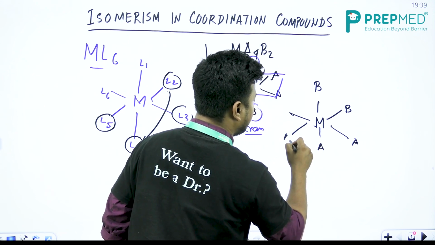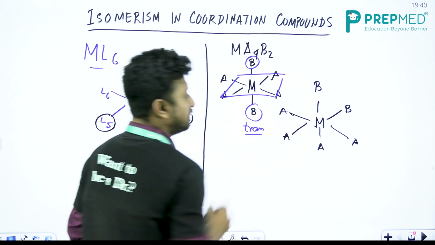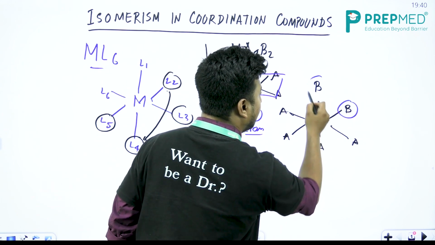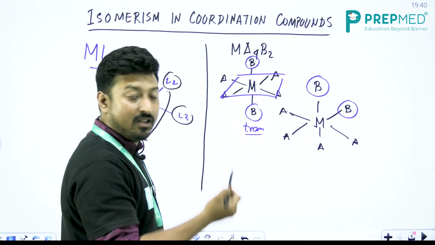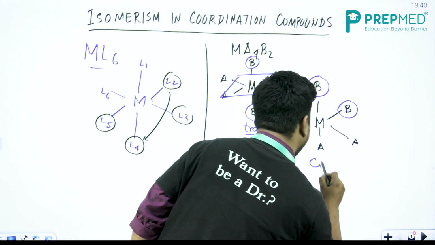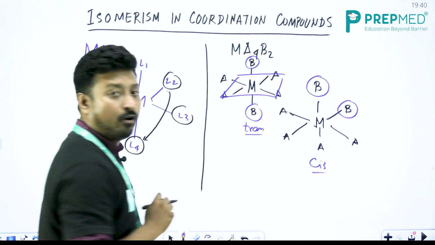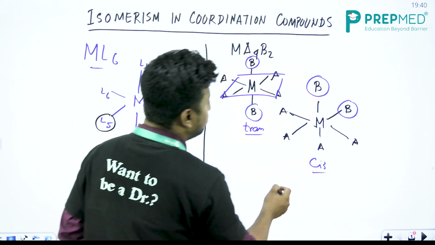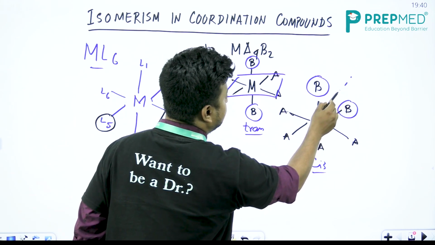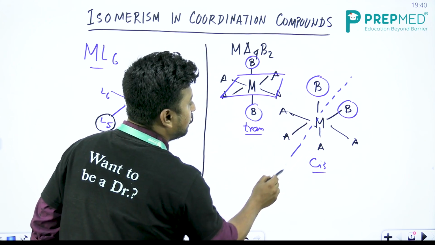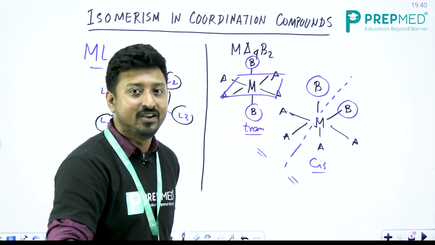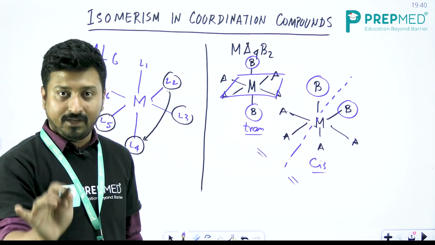Now see here, interestingly, the 2 B are cis to each other, so this molecule is called cis geometry. But is this molecule optically active? No. Why am I saying this? Because if you see here, if I draw an imaginary plane here, this part and this part are mirror images of each other. So it is not an optically active molecule.